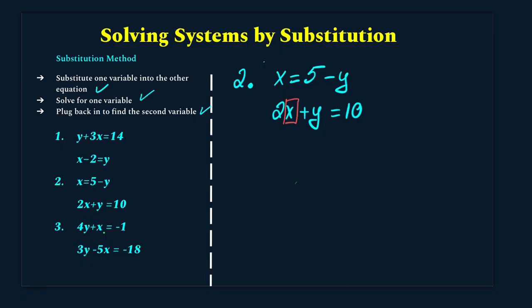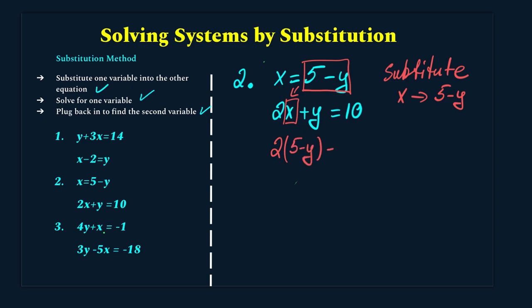with 5 minus y. So instead of writing 2 times x, I'm going to say 2 times 5 minus y, and then rewrite the rest the same. So let's go ahead and write that down. We're going to substitute x with 5 minus y in our second equation. Okay, 2 times 5 minus y plus y. I'm going to rewrite everything else the same.